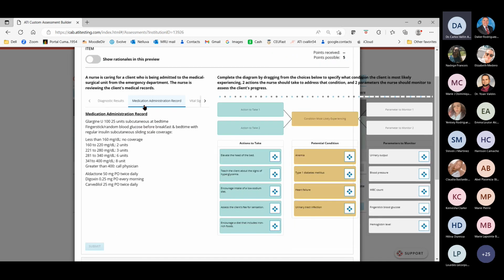Medication administration record. Glargine, it is insulin, no? Insulin glargine, long acting. U100. Okay, what does U100 mean? What does this mean?